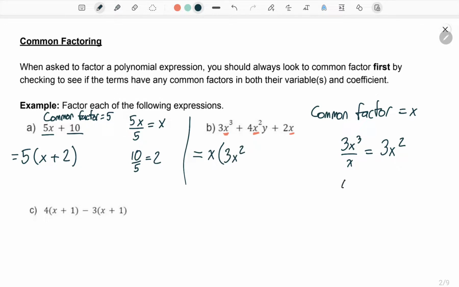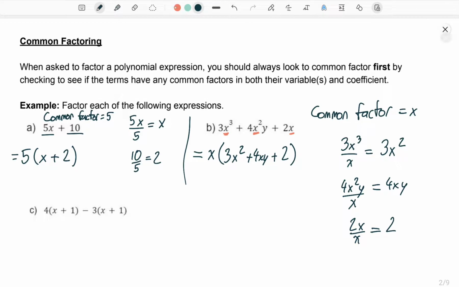Similarly, if you have 4x squared y over x again, 1 goes away from the exponent of x, so you're just left with 4xy. So plus 4xy. And the last one, plus 2x. Well, when we remove one of the x's, as in divide it out, you're just left with 2. And so that's what you'd have after common factoring.